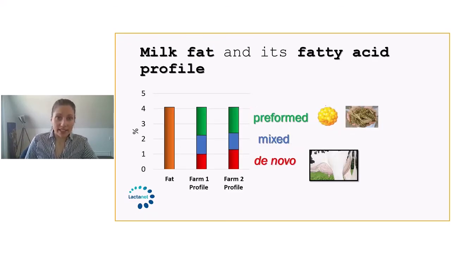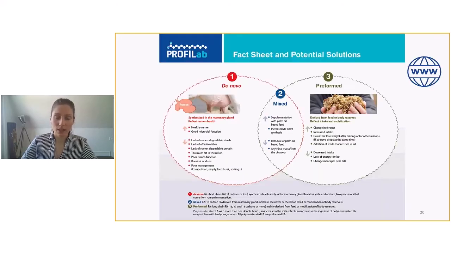So, milk fat and its fatty acid profile. If we look at this example here, we represented two farm profiles. They both average 4% butterfat, but when we look in a little more detail at the fatty acid profile, we see that that 4% is represented by different amounts of de novo, mixed, and preformed. So farm 2 has higher levels of de novo fat than farm 1, but they can both achieve a similar butterfat with a different fatty acid profile. This is a document that you can find on our website, and you can go on and download it.